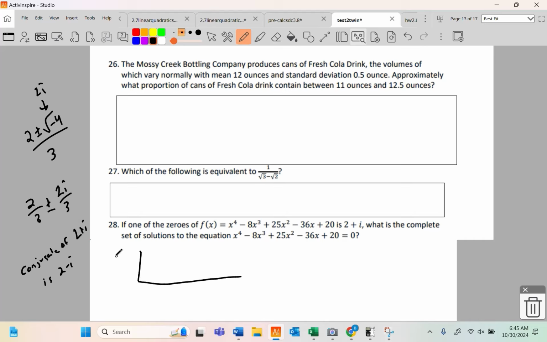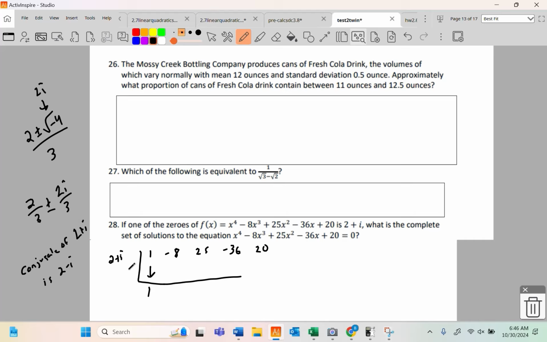This is called synthetic division. It's kind of weird. You put the 0 out front, and one of them is 2 plus i. And you're going to put the coefficients of the equation here: 1, -8, 25, -36, 20. We drop the first term, and then we multiply.